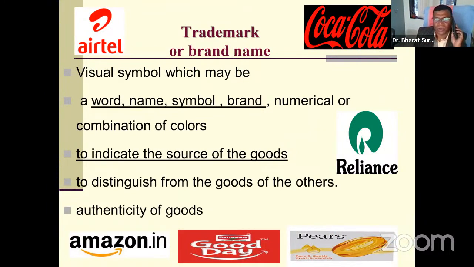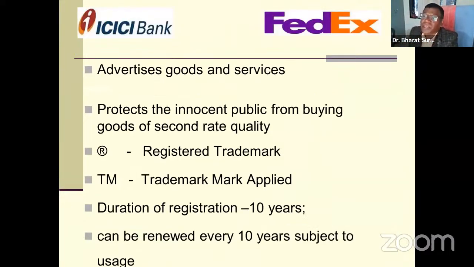Okay, 11 o'clock. So what is a trademark? You know, a visual name, symbol, brand. This is an example of a trademark: Reliance, Tata, Biocon, these are different kinds of companies. Soaps, shampoos names, Vatika, and the Ketan fan, Bajaj fan, all the names. So you register so that other companies may not copy your name. If you sell the Reliance brand, it takes crores of price because it already has a hold in the market. It advertises goods and services and protects the innocent public from buying second-hand goods.